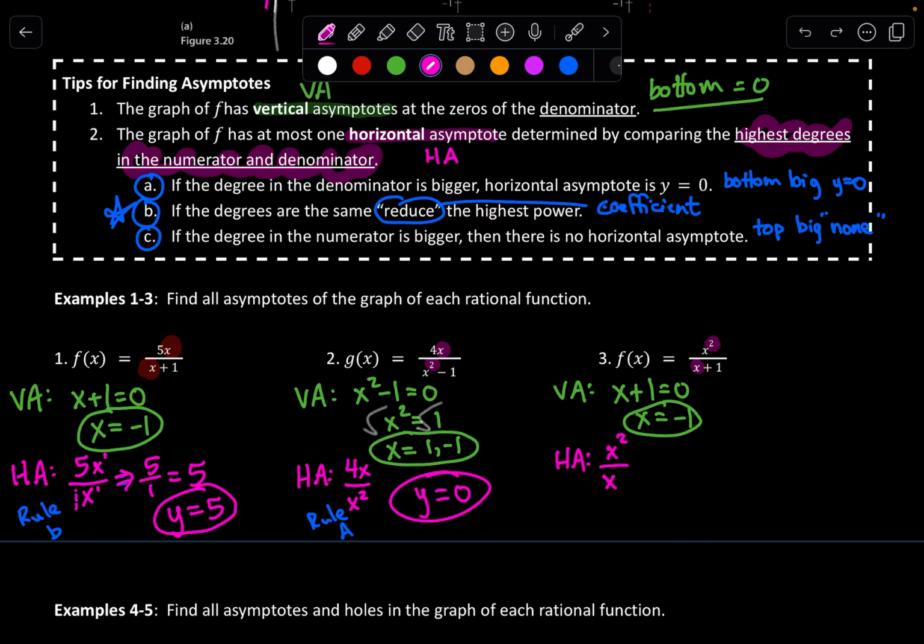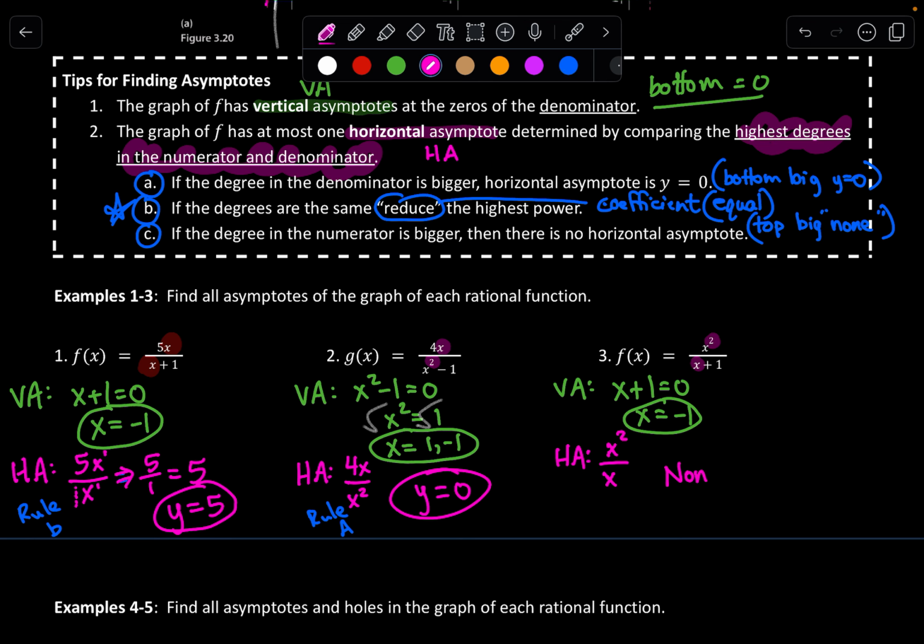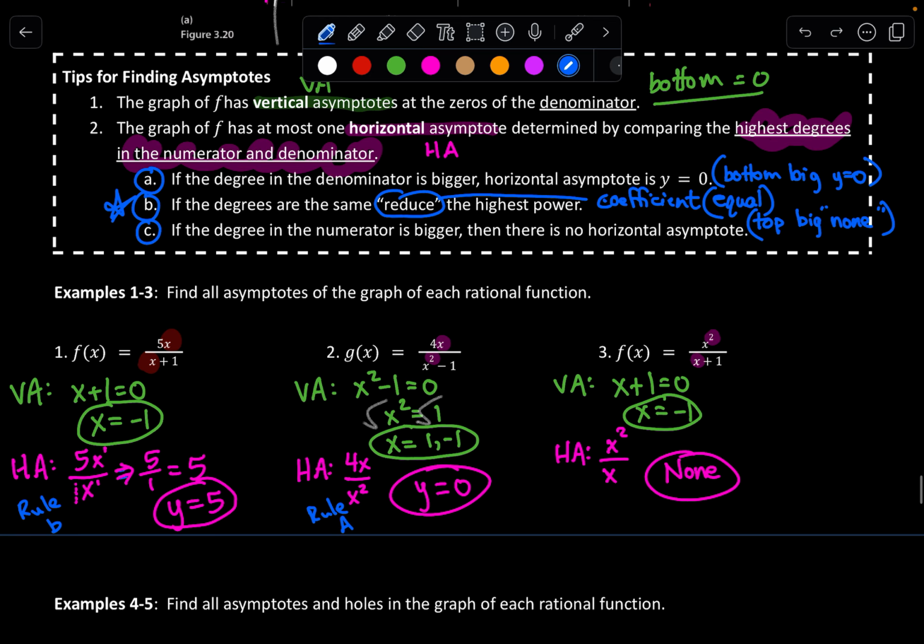So we look at our two options. I should have put this here. I'm sorry. They'll be equal in the second scenario. The top will be bigger in the third, and the bottom will be bigger in the first. So in this case, the top is big. So what we would say in this case is that there is none, because this is the scenario we're looking at. We're looking at rule C.